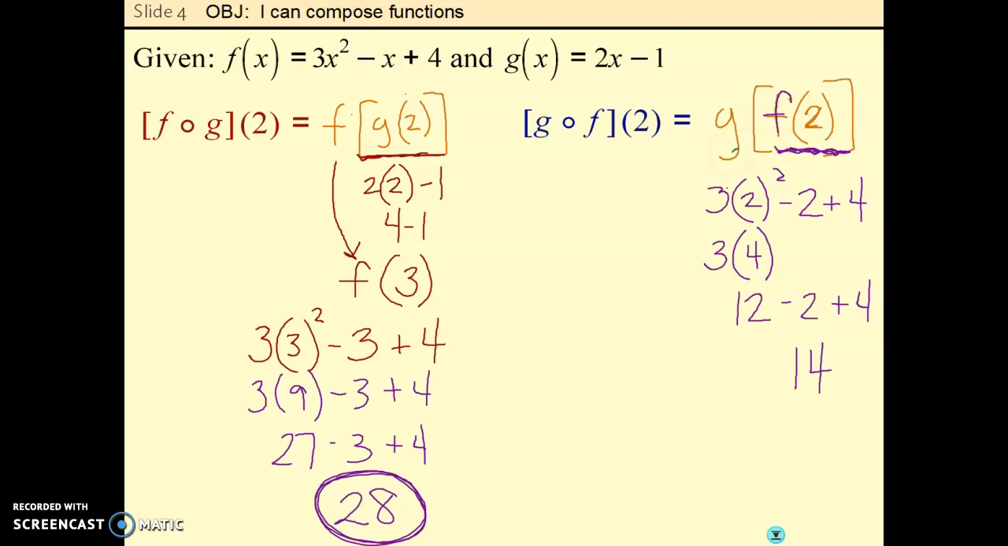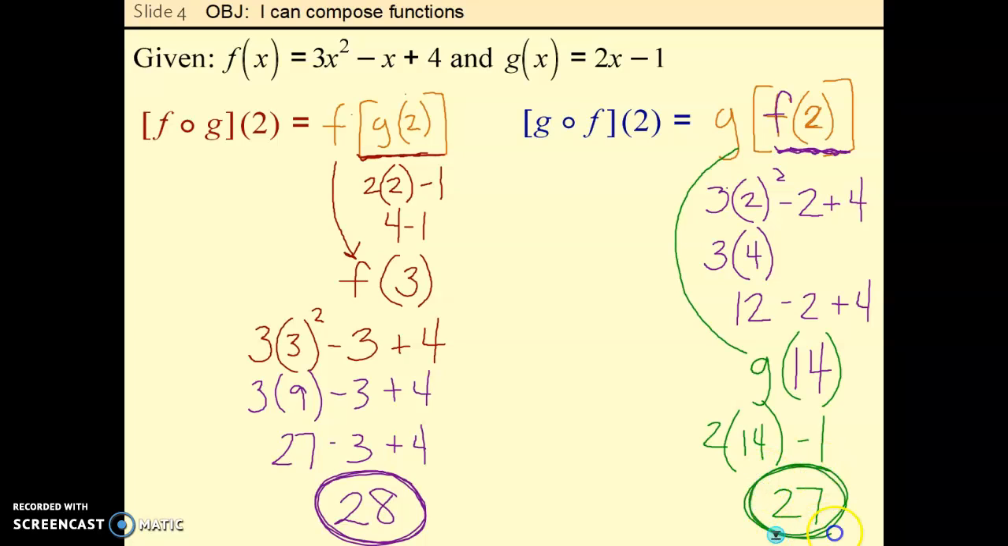Now I still plug that answer, 14. That becomes my input, and I'll plug that into the g function. So I'll take 2 times 14 minus 1 to get 27. So two different answers because the order was different if I plug f of g of 2 versus g of f of 2. And this is called composing functions, where we use our answer from the first function, plug it in to get our final output.